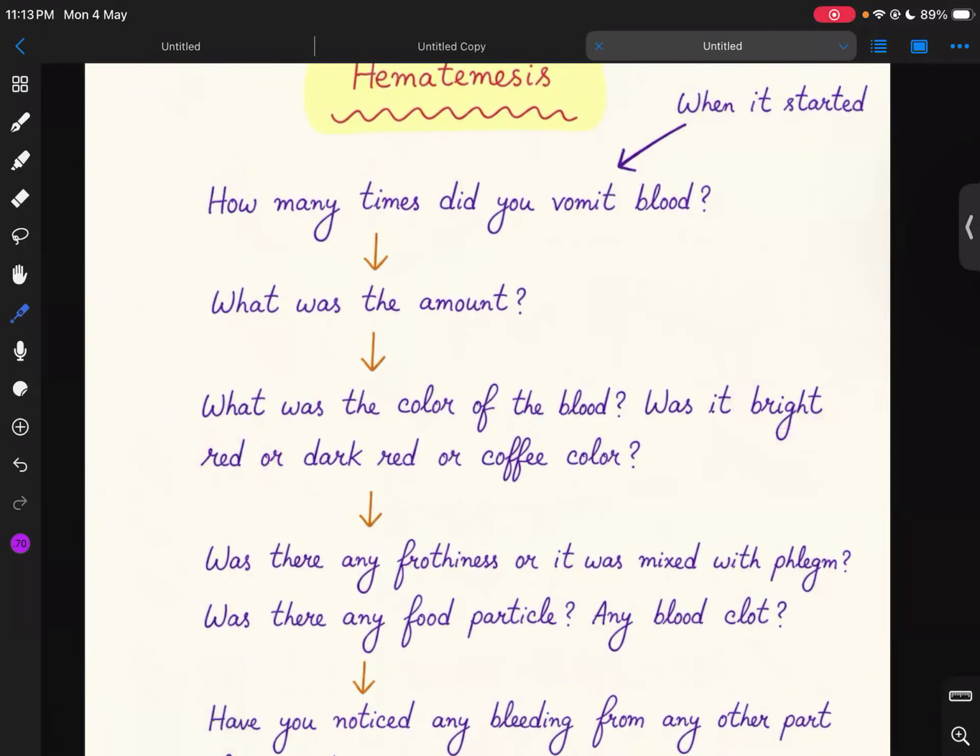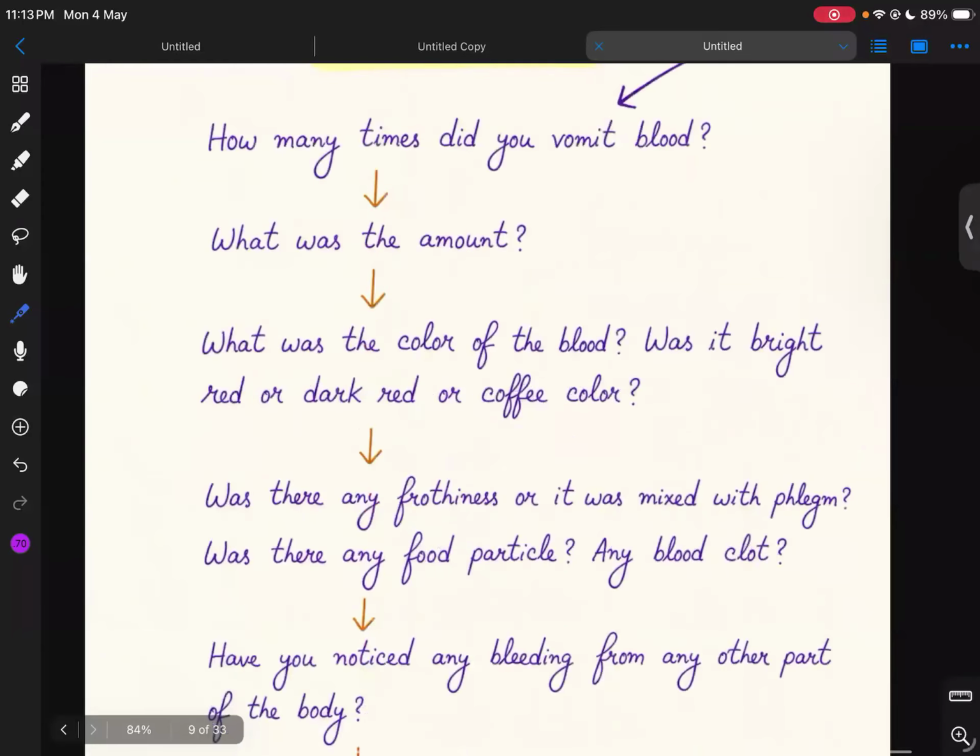But if the blood at some time or any part of the time comes in contact with the hydrochloric acid of the stomach, then it is going to turn into dark red or coffee color. So stomach pathology will cause dark red or coffee color vomiting, but esophageal pathology will cause bright red vomiting. Keep this in mind, doctors.